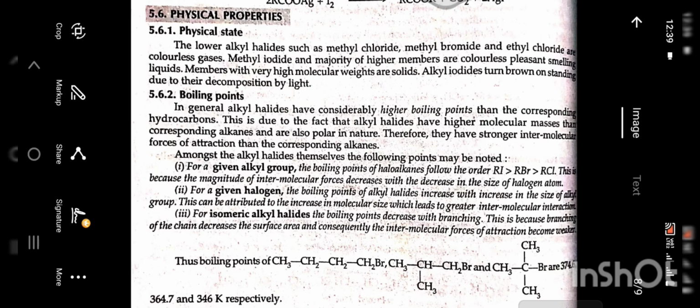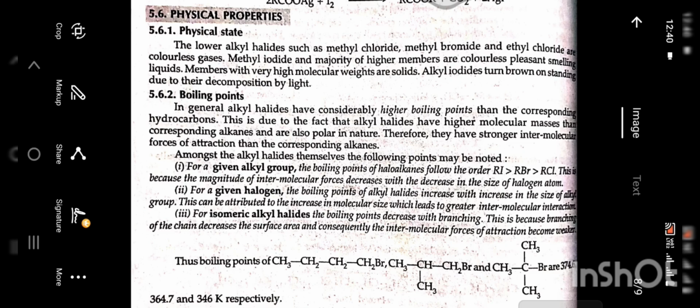Boiling point. In general, alkyl halides have considerably higher boiling points than the corresponding hydrocarbons. This is due to the fact that alkyl halides have higher molecular masses than the corresponding alkanes and are also polar in nature. Therefore, they have stronger intermolecular forces of attraction than the corresponding alkanes.